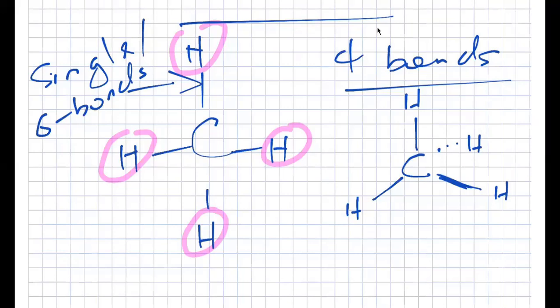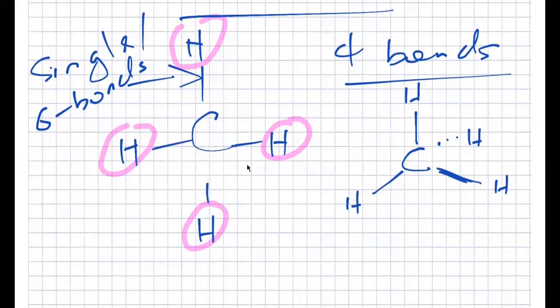All right. So it can form those four sigma bonds and fill its octet, but carbon is versatile, right? You can do a lot more with it than just forming single bonds. So let's say I have a carbon like this.